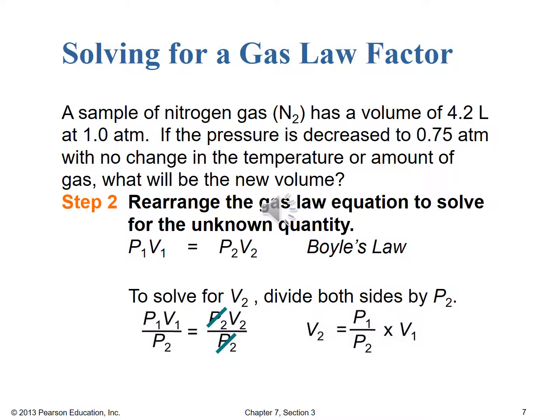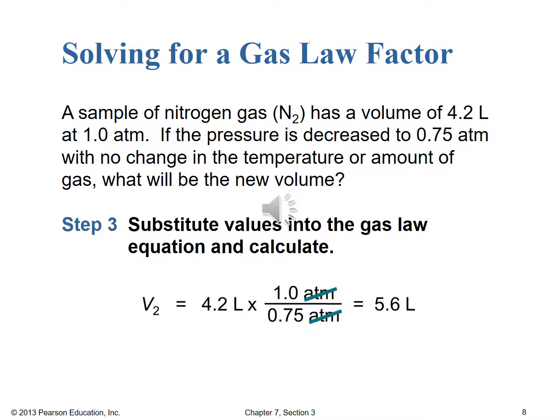Moving on here to step 2, we can rearrange the gas law equation to solve for that unknown quantity. So as a reminder, it's the final volume V2 that we're looking for. So we can isolate that by dividing both sides by P2, and then we can flip it, right? Mathematically, we can have the quantities on either side of the equal sign flip places, and so we get V2 equals P1 times V1 over P2, or P1 over P2 times V1 if you prefer.